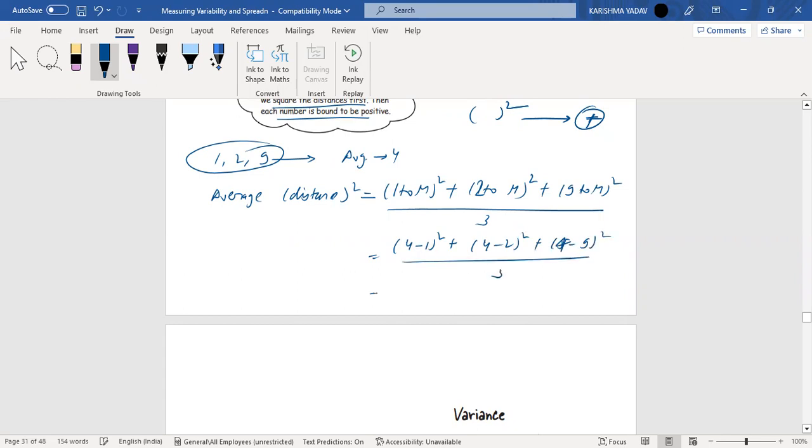So we got 3 squared plus 2 squared plus (-5) squared, divided by 3. That is equal to (9 + 4 + 25) divided by 3. 9 plus 4 plus 25 is 38, and 38 divided by 3 gives us 12.67. Okay, so this is the average squared distance that we got. This time we get a meaningful number.